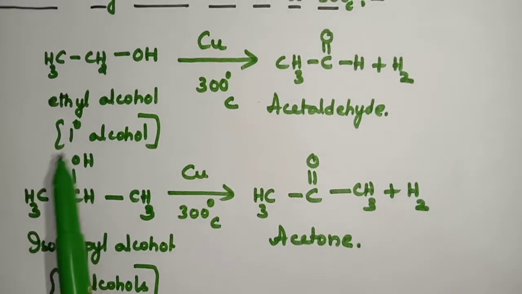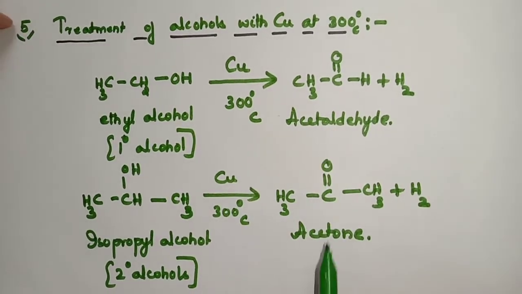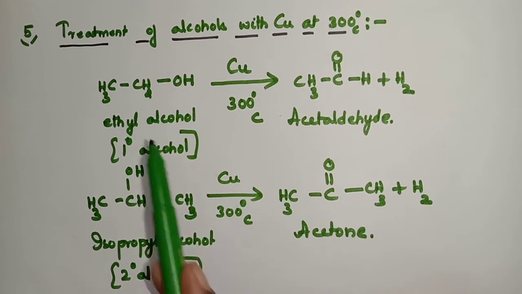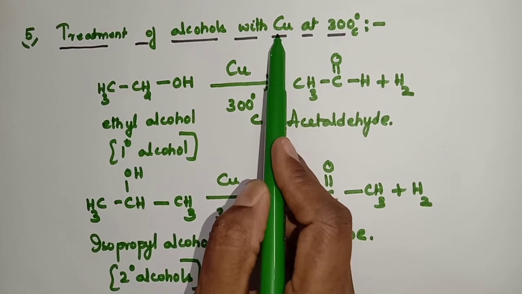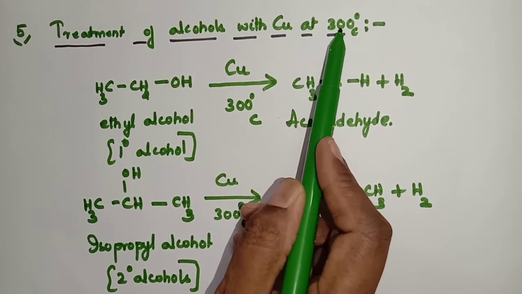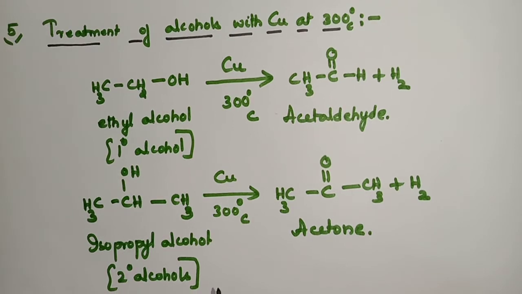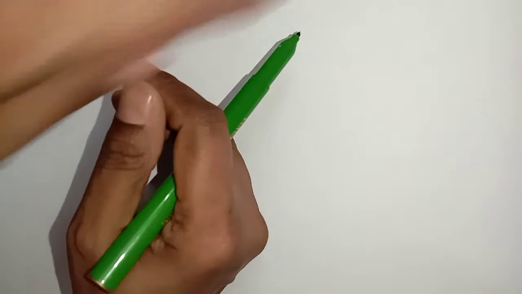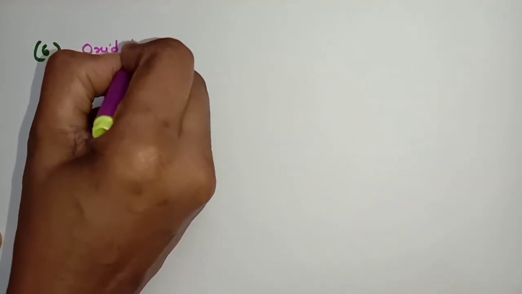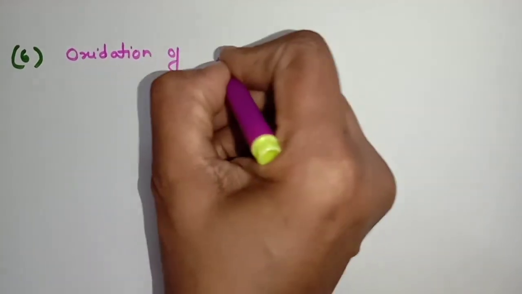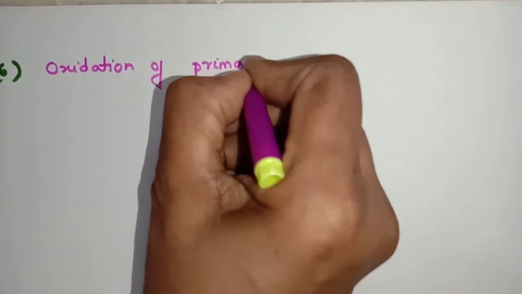So this is the method of preparation of aldehydes and ketones using primary alcohol and secondary alcohol on treatment with copper and heating up to 300 degrees centigrade. This is the fifth method. Next, coming to the sixth method. What is the sixth method? Oxidation of primary alcohols.